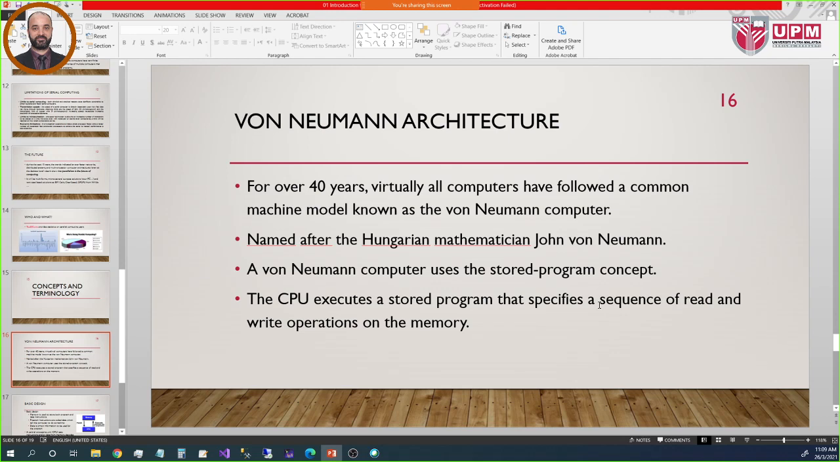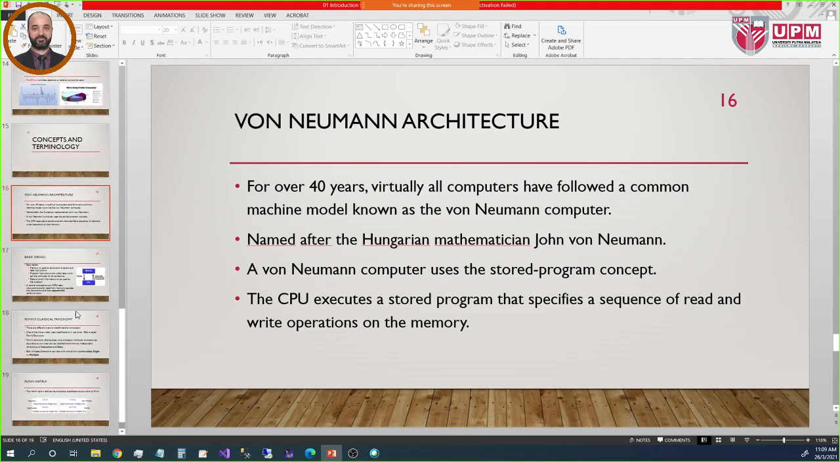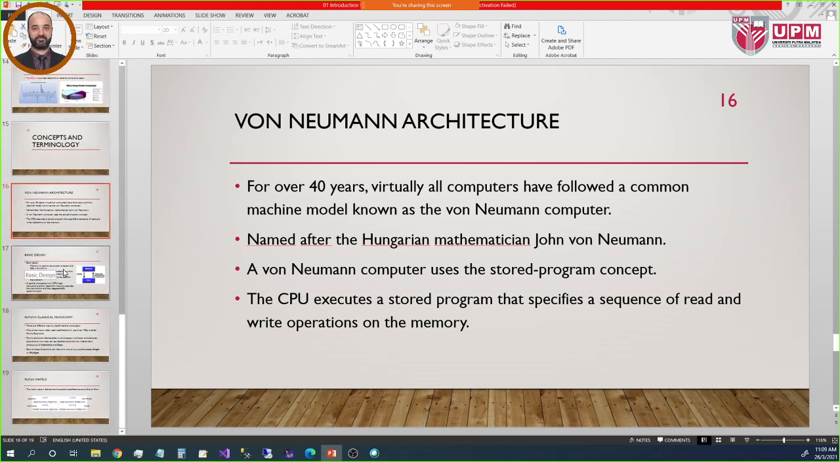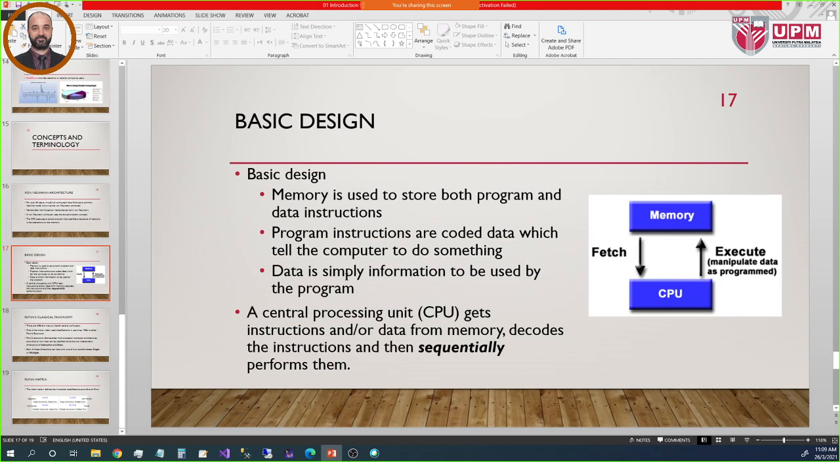Okay? This is a very basic concept about the von Neumann architecture. So just keep this in mind, because later we are going to go through the details in the coming classes. So you always need to keep this in mind. Okay?